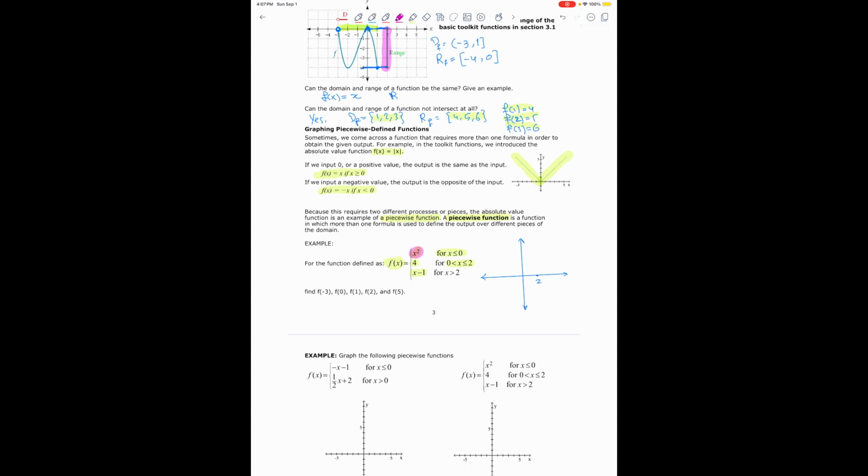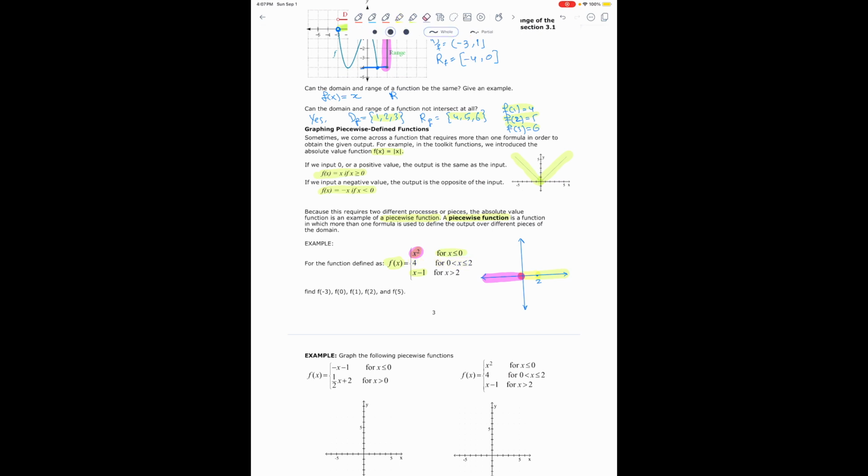The first piece is going to be for all x's less than or equal to 0, so all of these numbers. And then from 0 to 2, not including the 0, it's going to look like this, but the 2 is included. And then anything above 2 is going to be a different one. So if I color code here, the yellow part is right there. Let me actually remove the previous highlighting.